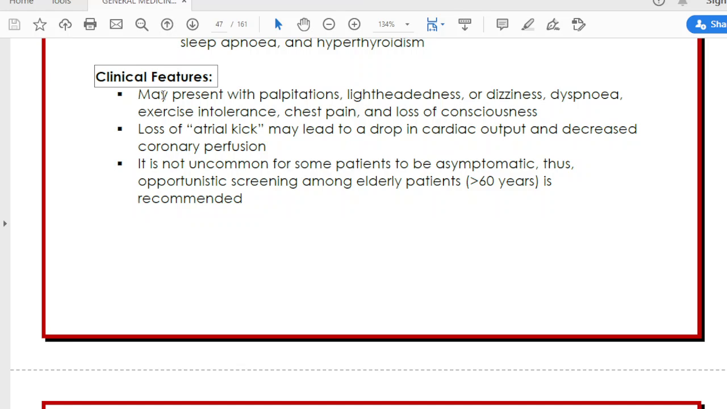Clinical features. May present with palpitations, lightheadedness or dizziness, dyspnea, exercise intolerance, chest pain, and loss of consciousness. Loss of atrial kick may lead to a drop in cardiac output and decreased coronary perfusion. It is not uncommon for some patients to be asymptomatic, thus, opportunistic screening among elderly patients, greater than 60 years, is recommended.